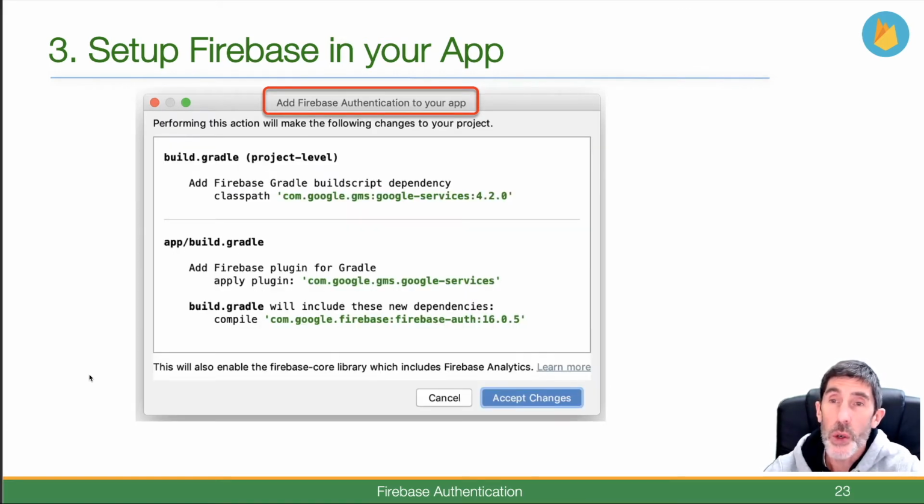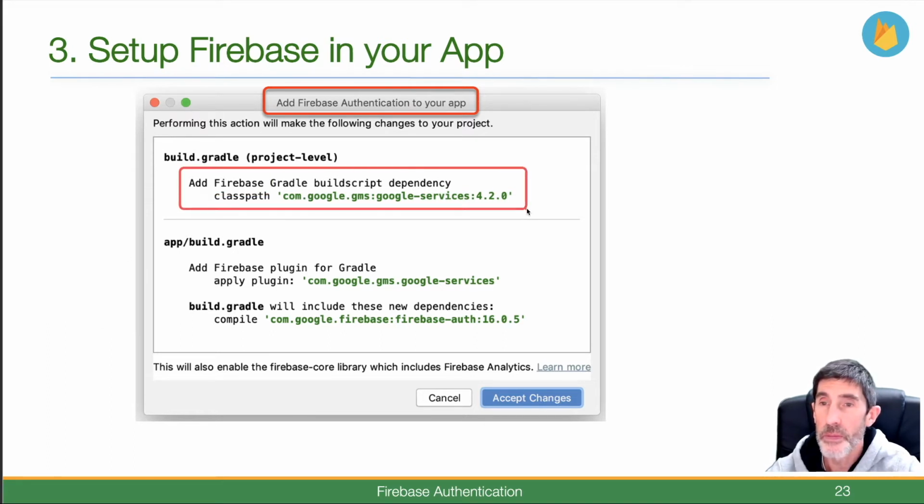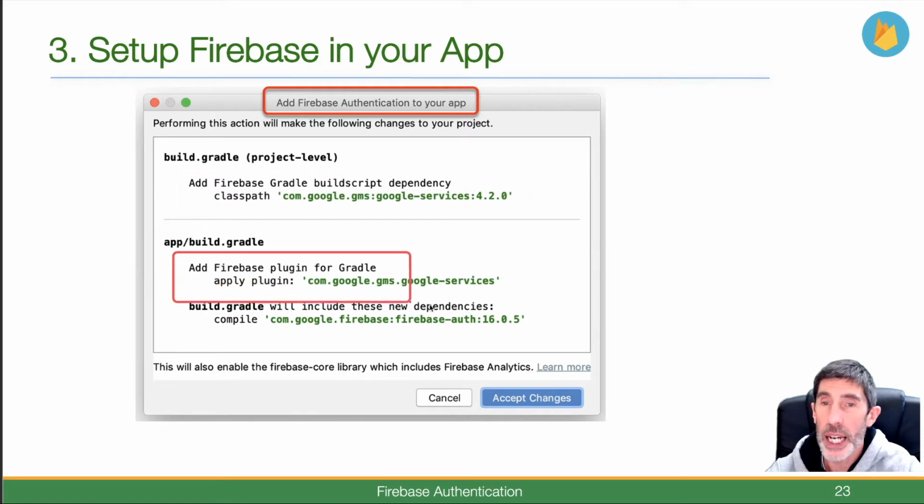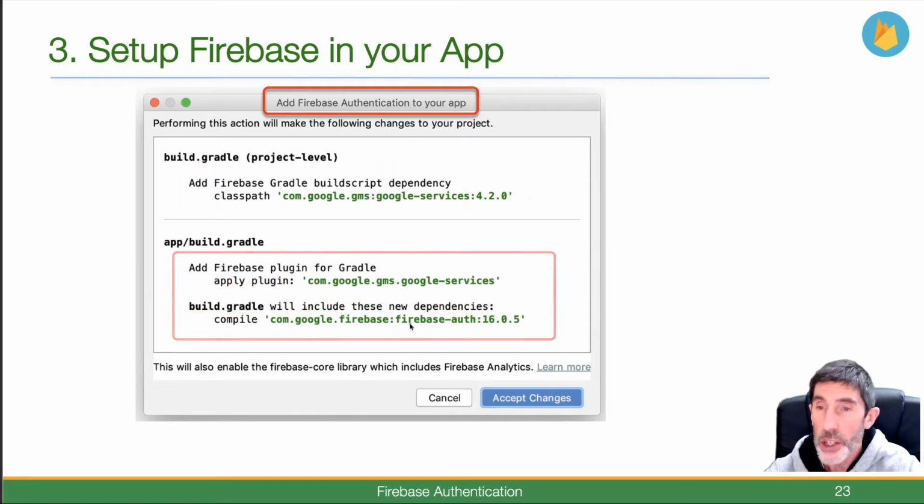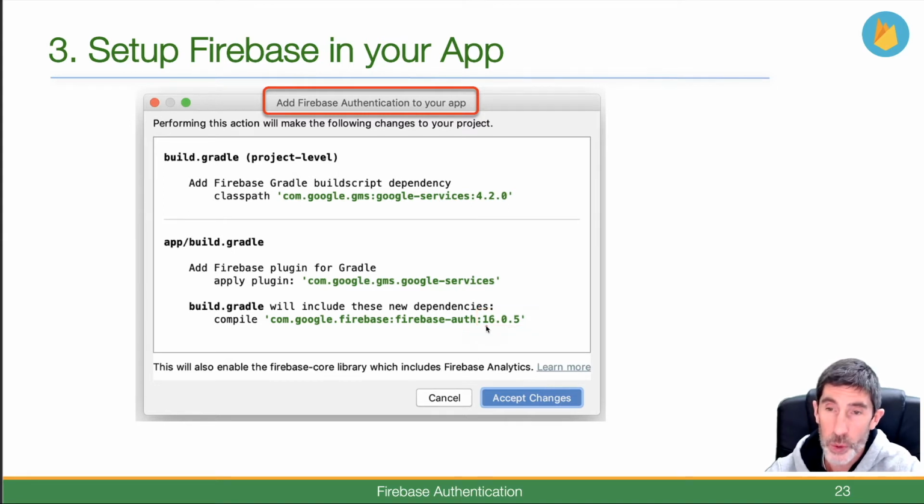You then, when you go to add Firebase authentication, get your dependencies added in. So you can see here's at the project level, and then we have at the app level. The numbers may differ a little bit, but whatever your current setup is, that's the one it's going to pick. So again, I recommend trying to have your dependencies and Android Studio as up to date as possible.